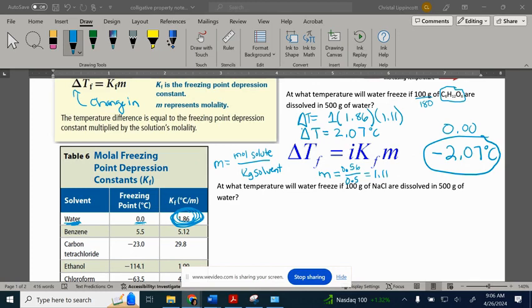So I know that you used 100 grams and you divided that by 180 to get the moles of glucose. What did you use the 500 grams for? Right here, I converted it into kilograms. Okay. Because remember, this has to be kilograms of solvent for molality.